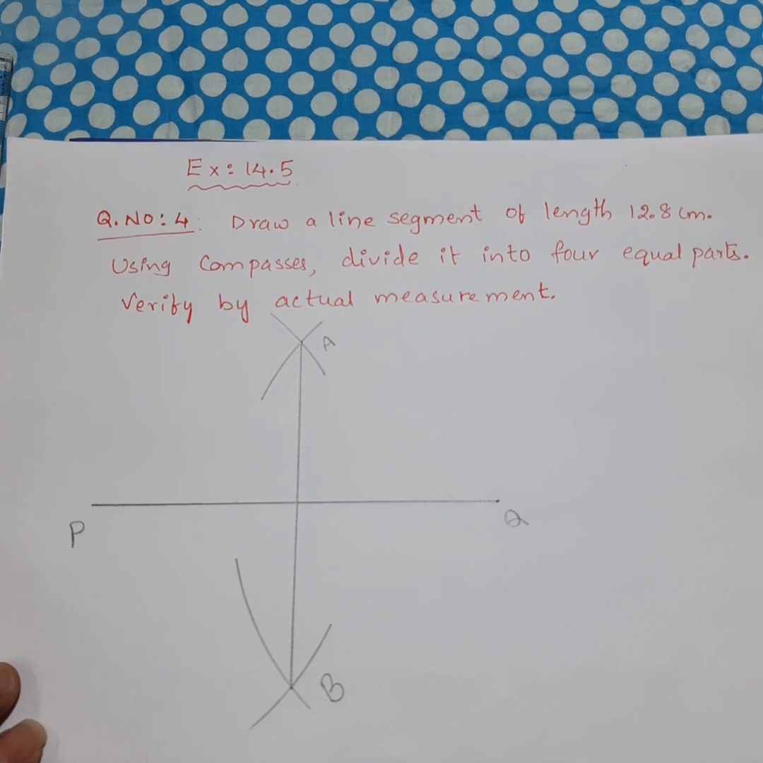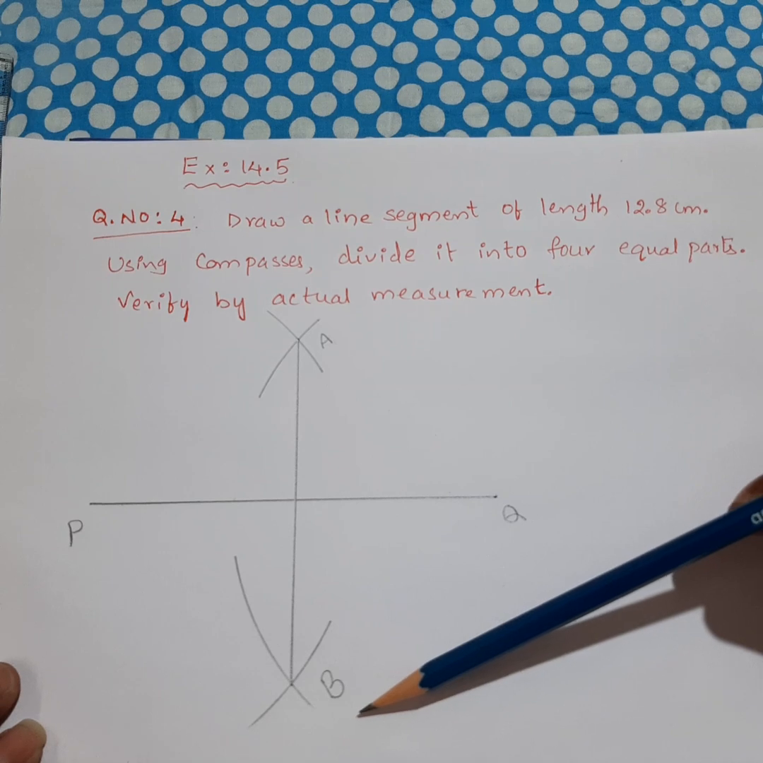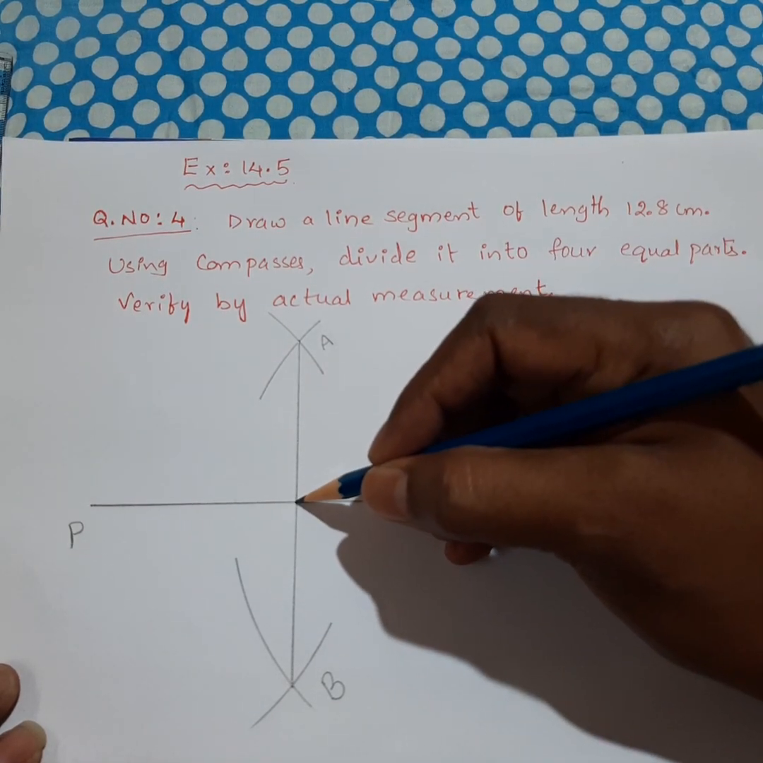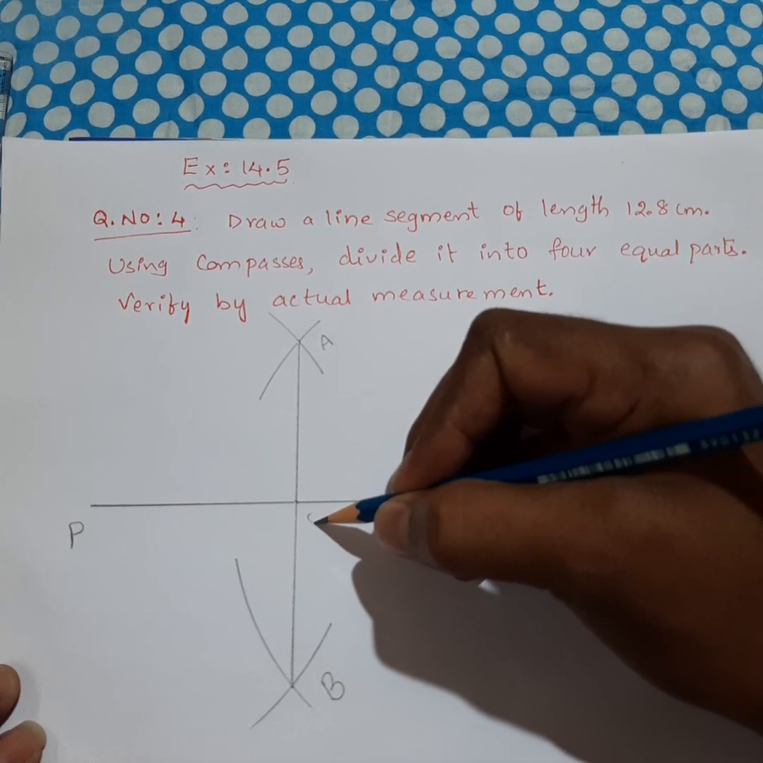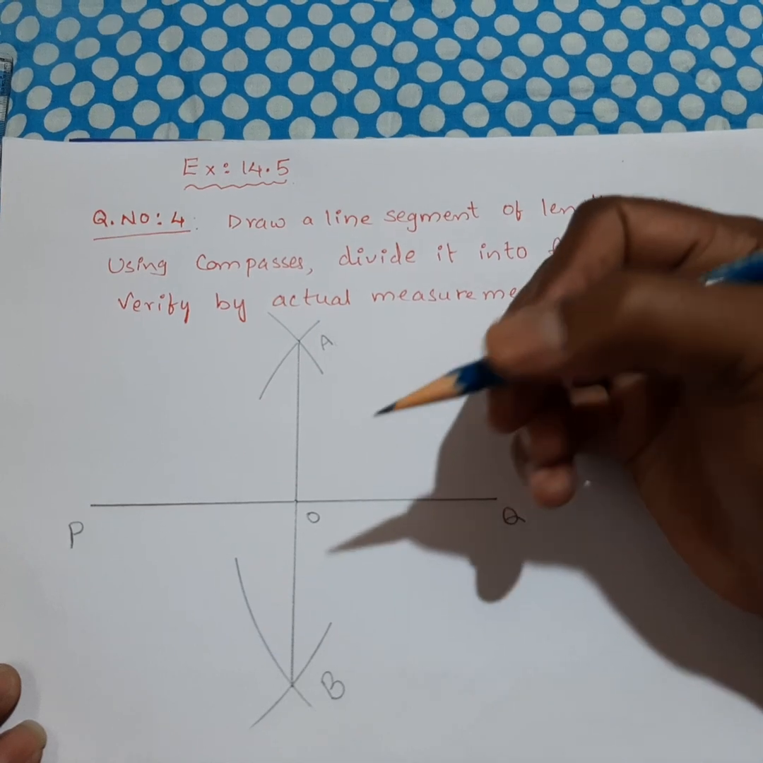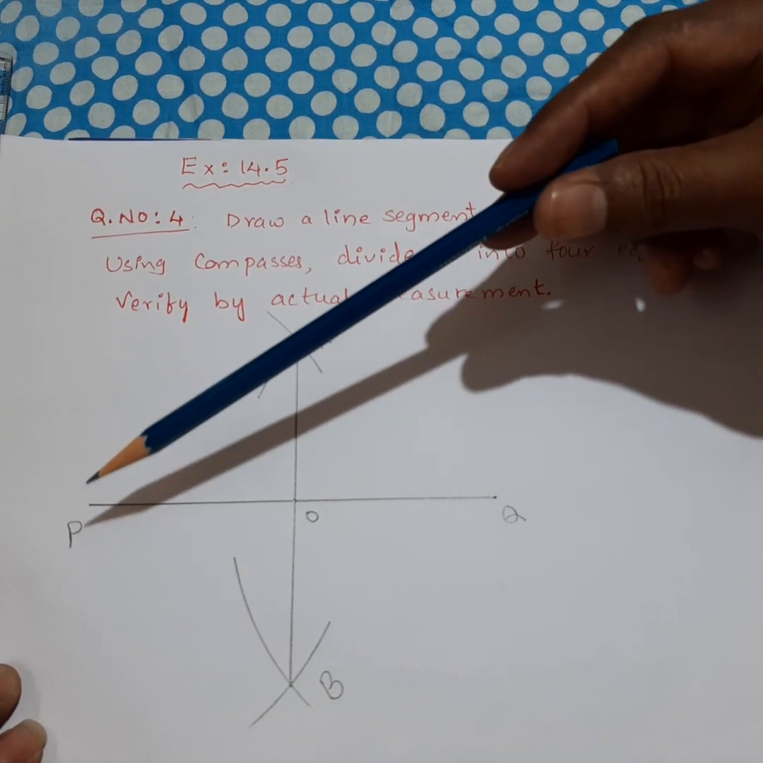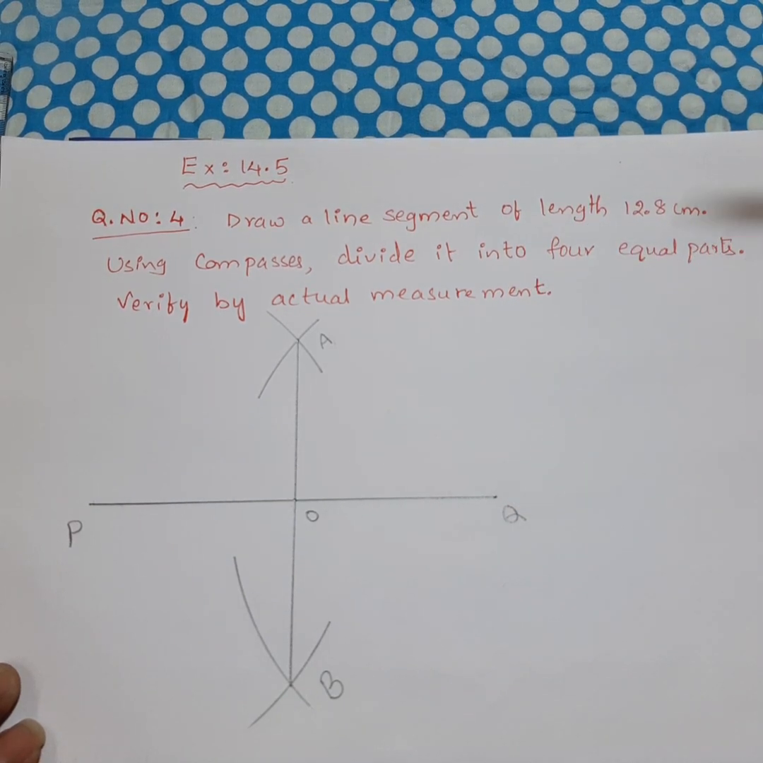So what are we going to do? Now here, AB is the perpendicular bisector of PQ. This AB will intersect PQ at one point, that is O. O is the midpoint of PQ. That is, PO is equal to OQ. That is, O is the midpoint of PQ.